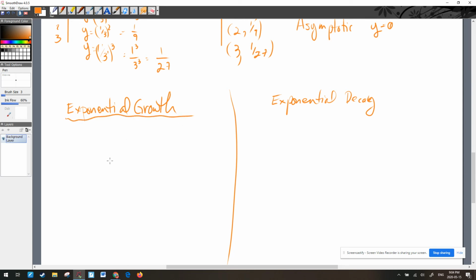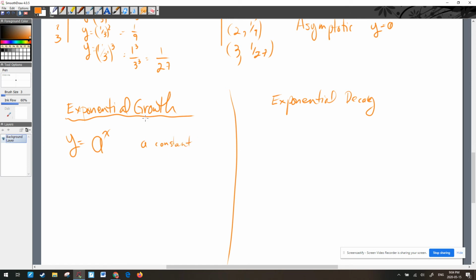So, exponential growth occurs under the following circumstances. So, the general form, to begin with, we're going to get a little bit more sophisticated, but for now, the general form is y equals a to the exponent x, where again, a is a constant.